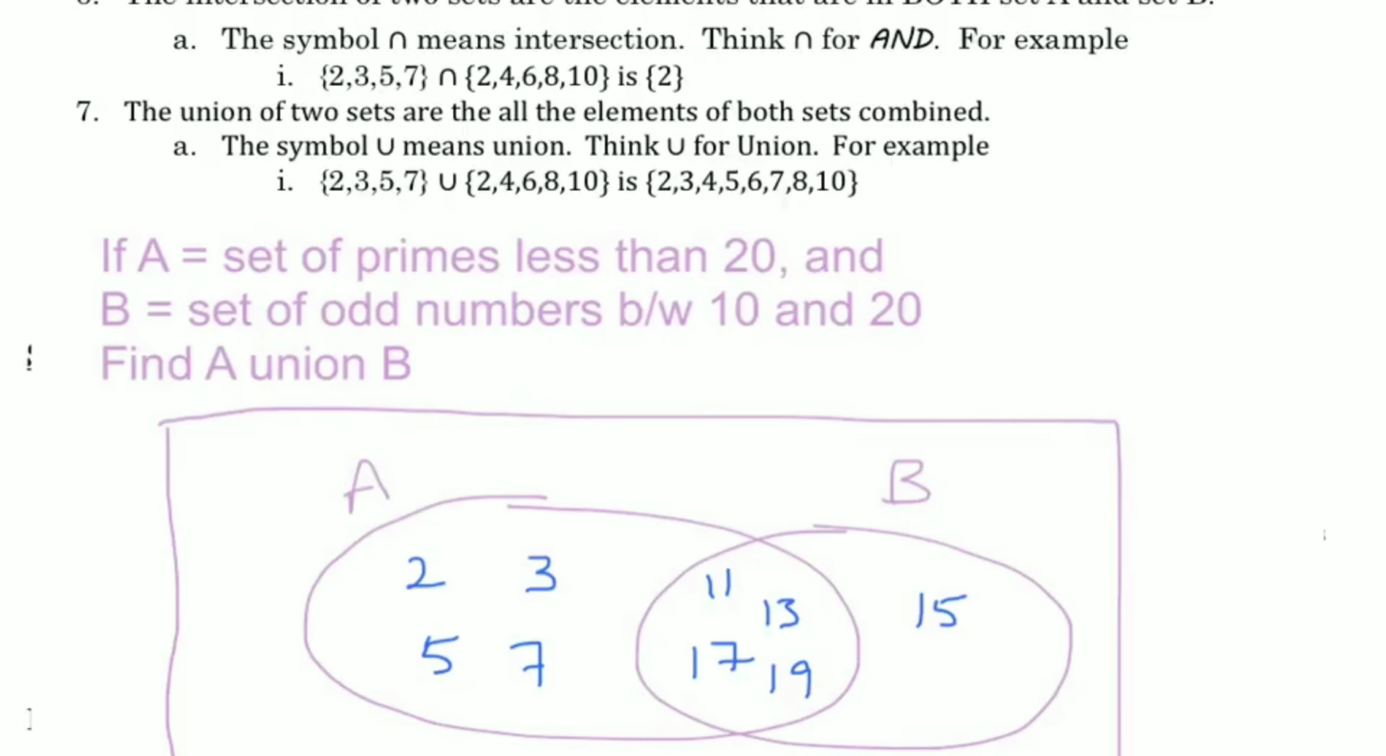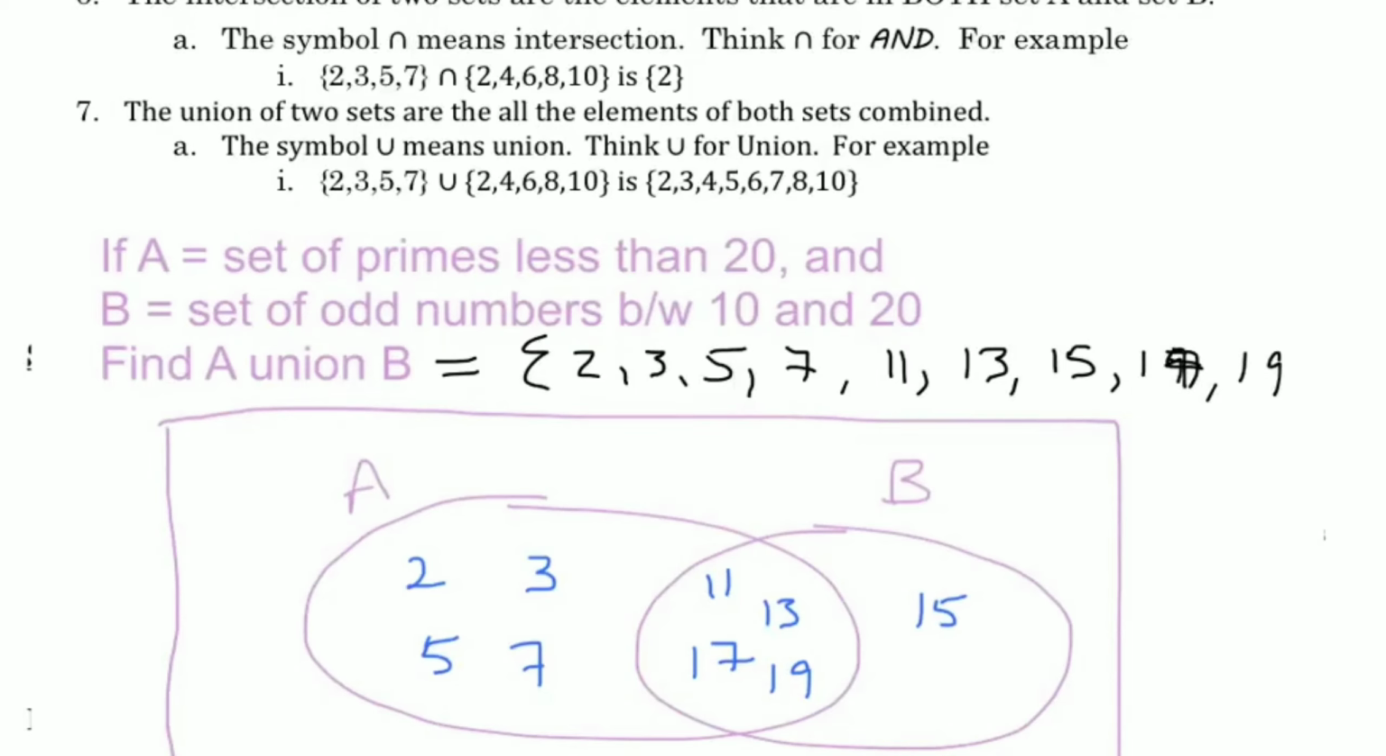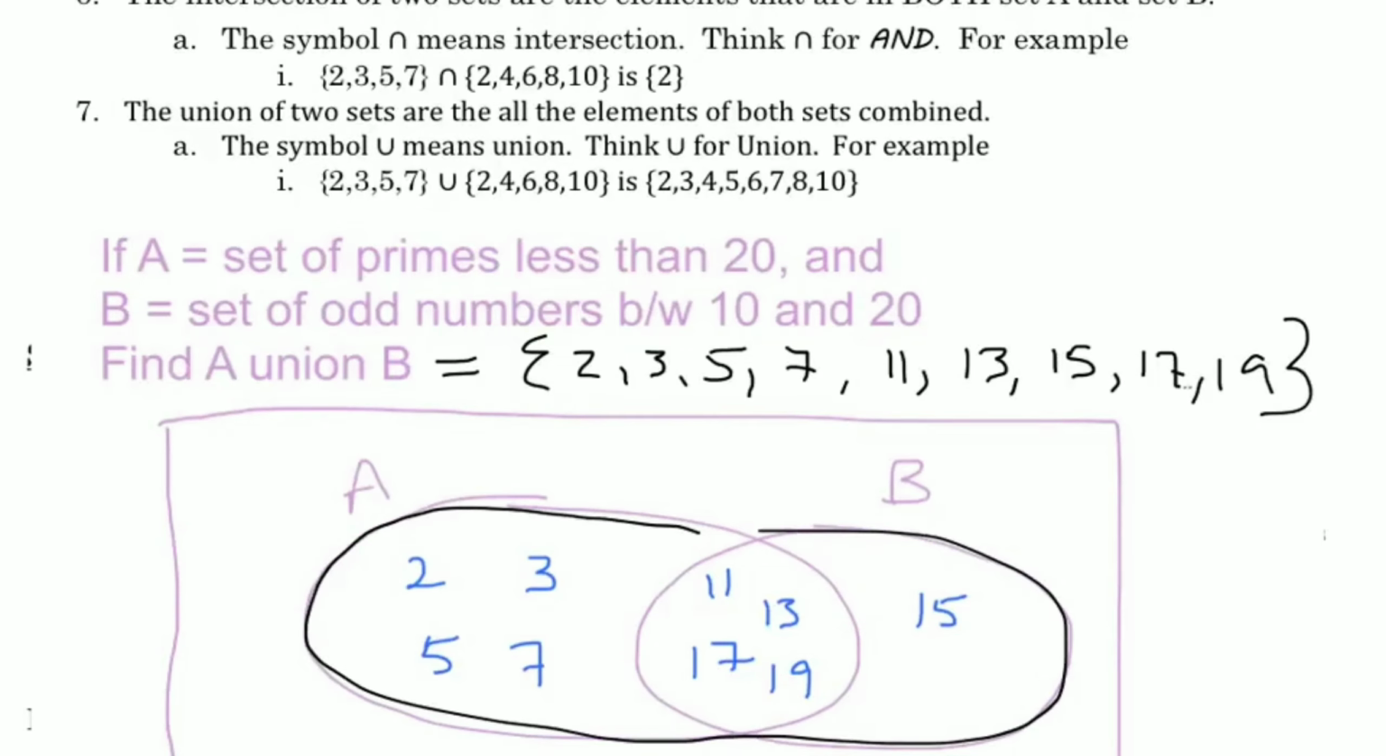The union of two sets are all the combined elements from both sets. So staying with our Venn diagram here, A union B will equal the set of all of the elements of both sets. So we'll have 2, 3, 5, 7, 11, 13, 15, 17 and 19. And it's all of the elements within those two sets.